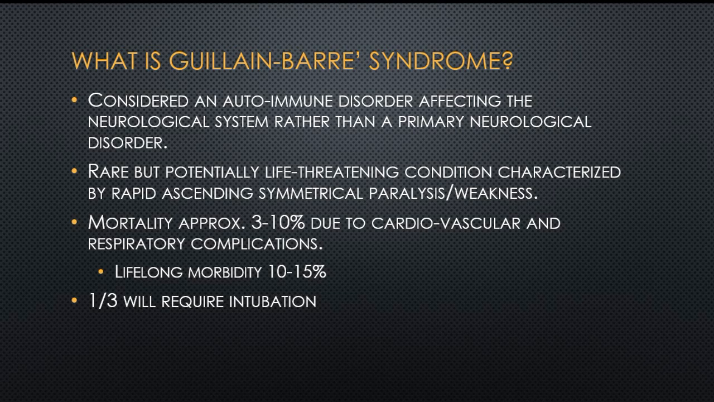And it's really unique in that it presents with ascending neurological weakness or paralysis. So it starts at the toes and marches its way up. And in some cases, severe cases, it results in respiratory paralysis and they have to be intubated. And then it tends to recede anywhere from a month to a year later. Now, about 1/3 will be that severe. Mortality is about 3 to 10%, usually due to cardiovascular respiratory complications. So they develop a ventilator-associated pneumonia or something along those lines. And it has lifelong disability. And about, I'm so sorry about that, about 10 to 15% of the time.